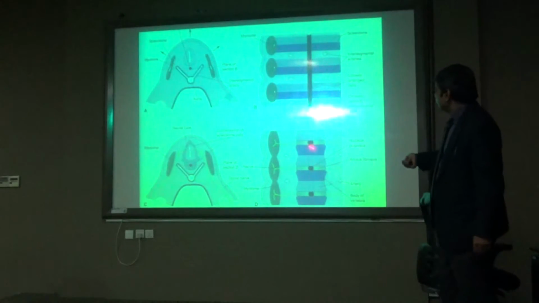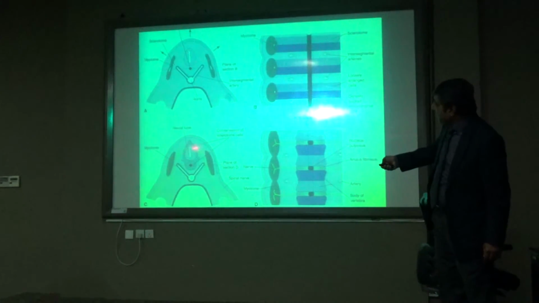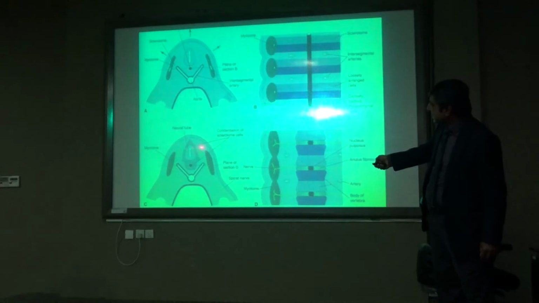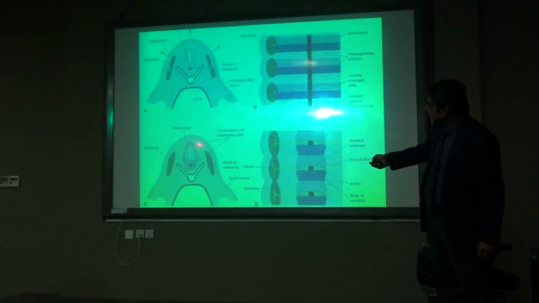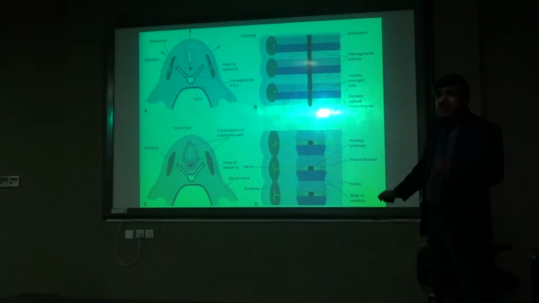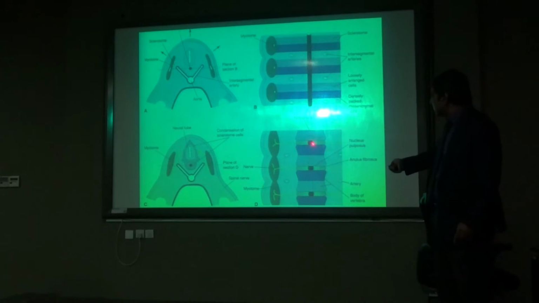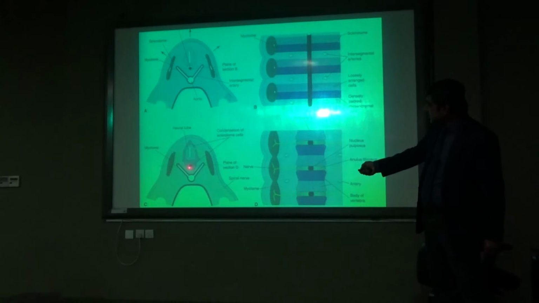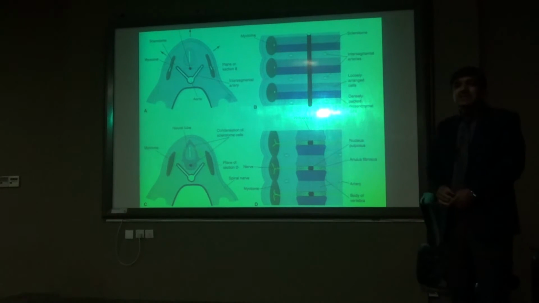Why does it occur? It occurs because the vertebral column is not formed properly in this area. The spinal cord lies in this area, and the vertebral bodies or intervertebral disc lie here. Don't be confused between the spinal cord and this nucleus pulposus. Nucleus pulposus is here, anterior. Spinal cord is here.